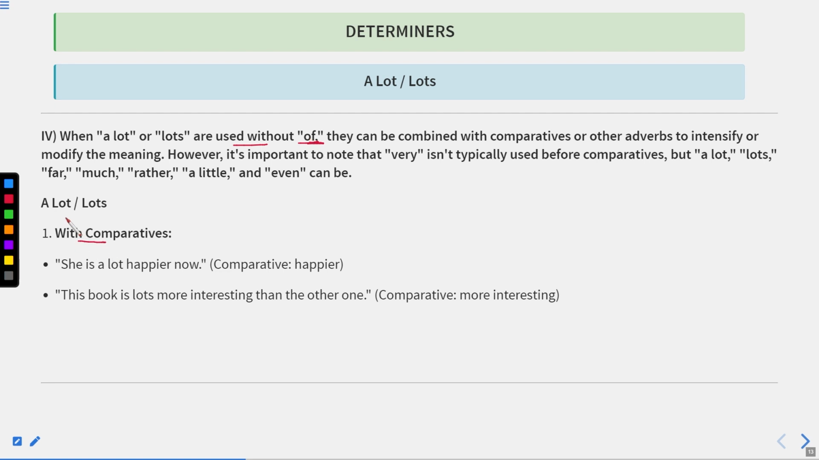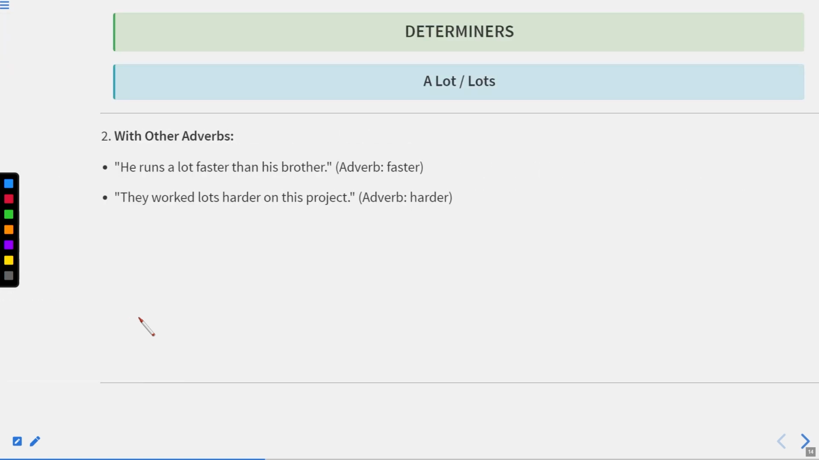With comparatives, a lot and lots: she's a lot happier now. So happier is the comparative degree, and we have used a lot before it. This book is lots more interesting than the other one. So we have used the word lots before the comparative degree. More interesting is a comparative degree, before which we have used the word lots.